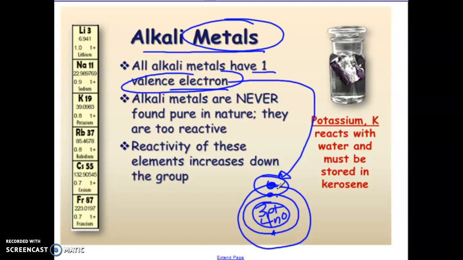What I want you to know is that alkaline metals are the most reactive metal group. And as you go down the periodic table group, the elements become more and more reactive. So potassium is more reactive in comparison to sodium and lithium, but rubidium would be more reactive than potassium. So as you go down, it's more and more reactive.